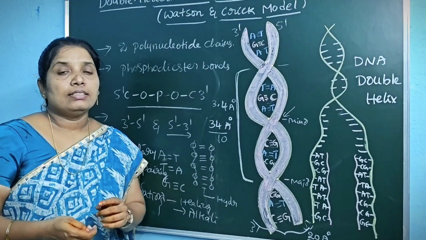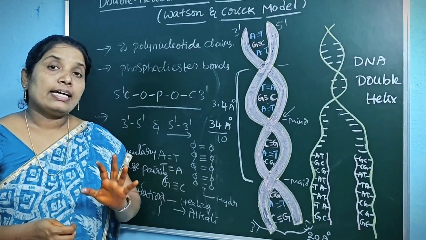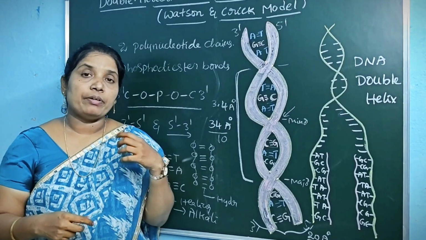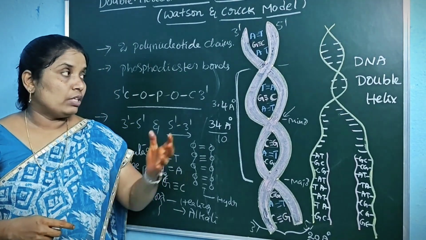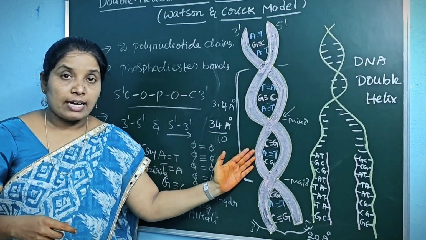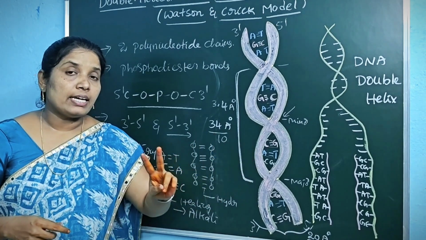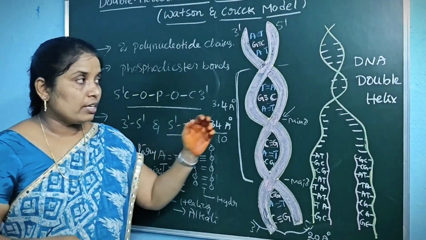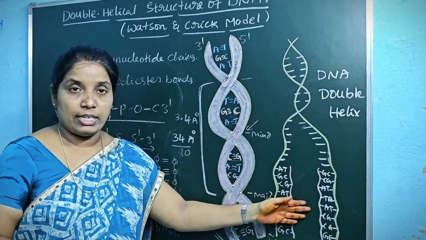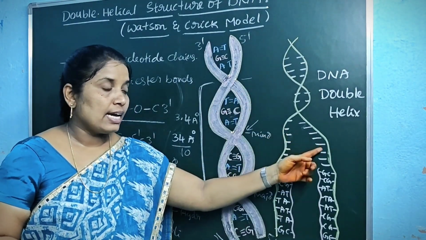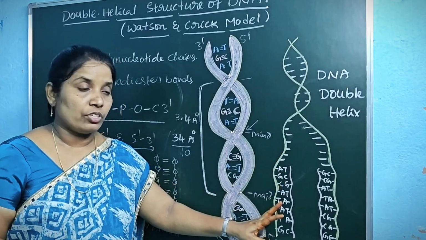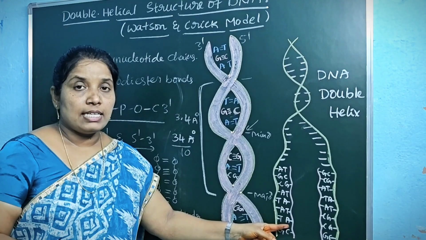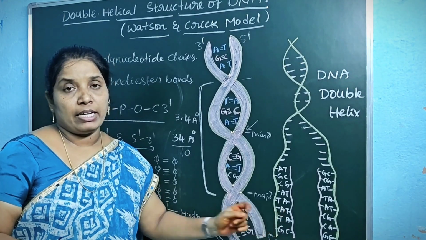You know that the DNA molecule can duplicate itself. DNA can self-reproduce. So the DNA double helix can produce two DNA daughter strands. So that is nothing but replication. So here you can see the replication of DNA. The two strands get separated during replication. Each strand can produce a new strand. So this is nothing but DNA replication.